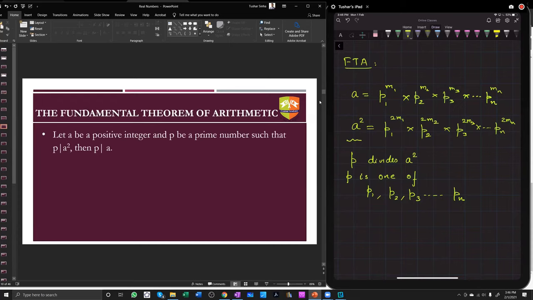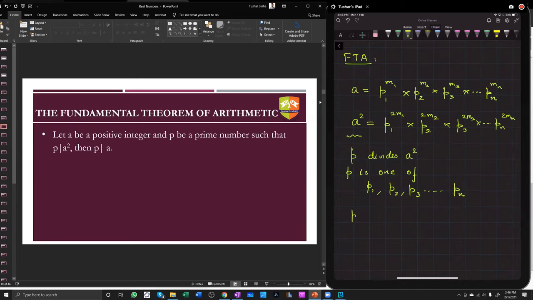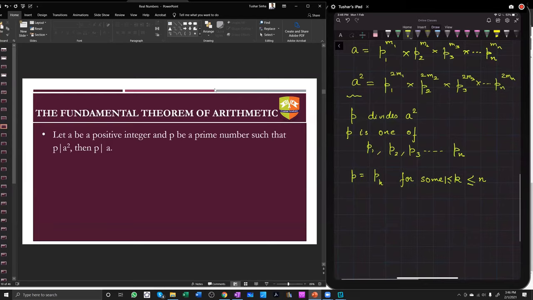So hence, if P divides A square and P itself is a prime, that means P is one of P1, P2, P3, Pn. Let us say P is equal to Pk for some k which is less than n. Okay, and it is always greater than or equal to 1. So it could be P1, P2, P3, P4, P5, P10, whatever, some Pk. Okay, not the movie Pk. So P subscript k. So far, so good. Are you getting it? So since Pk is one of the prime numbers.